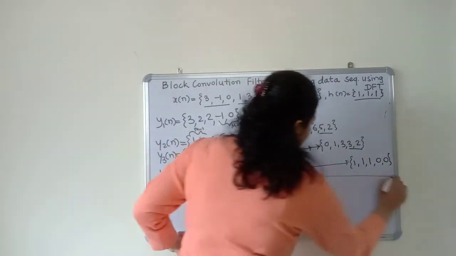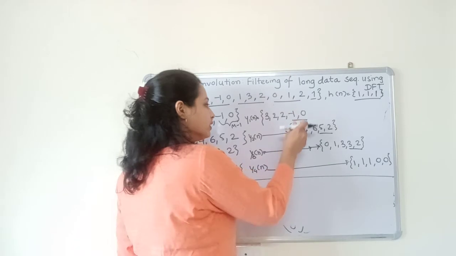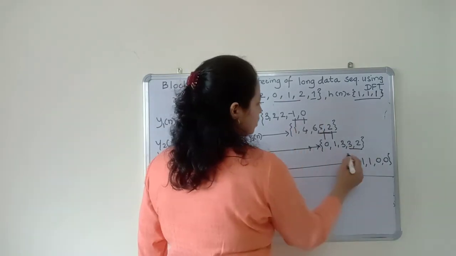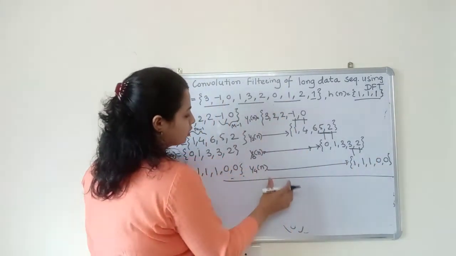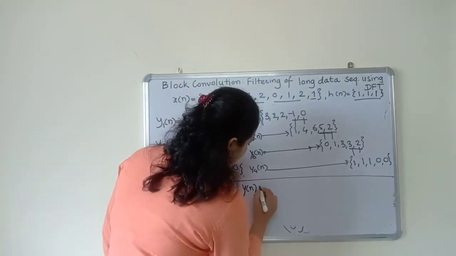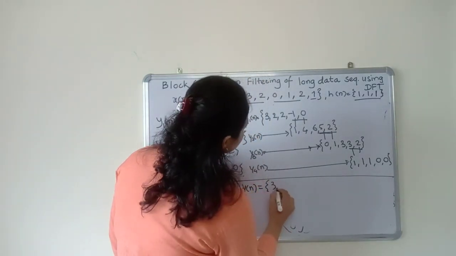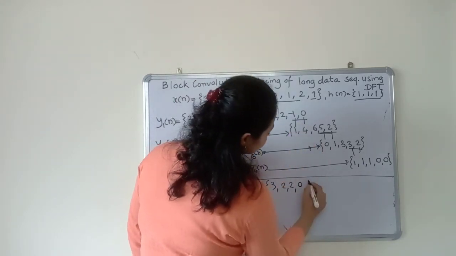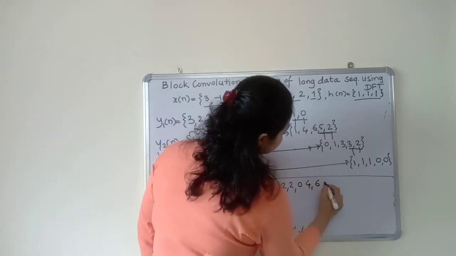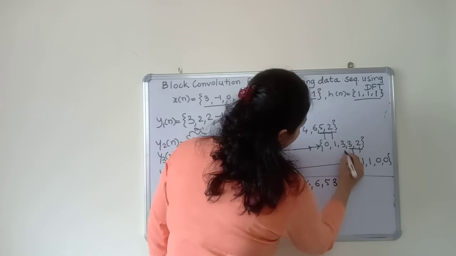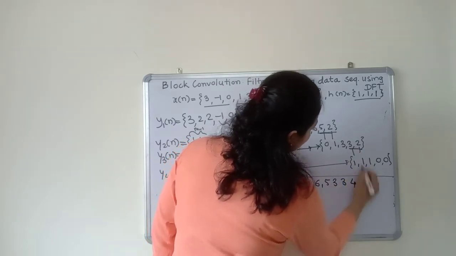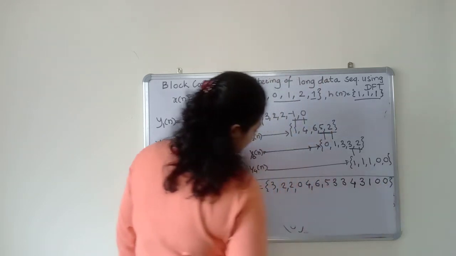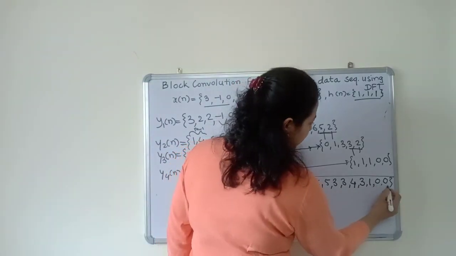1, 0, 0. So finally you need to add those samples. Add this into this, this into this. Add these two samples, add this into this. So like this, you have to do addition. Write all the other samples as they are. So this is our final y of n, which is equal to 3, 2, 2. Then add this 1 minus 1, 0. This is 4. Then this is 6. Then 5 plus 0, 5. This 3. And this 3. Then this addition 4. Then this addition 3. Then 1. Then 0. Then 0. So you can have the final output like this.